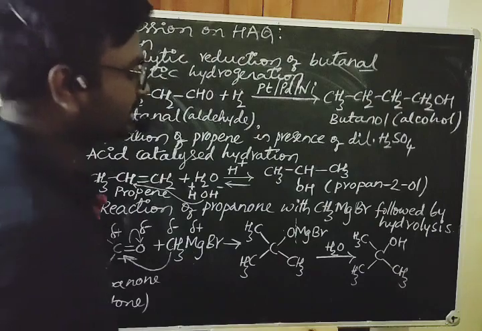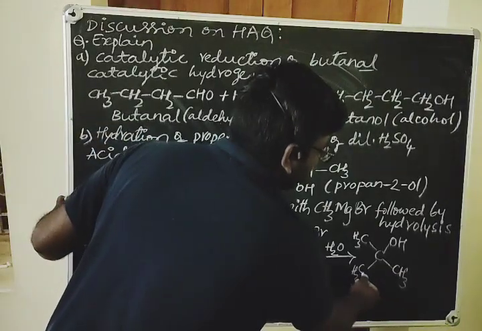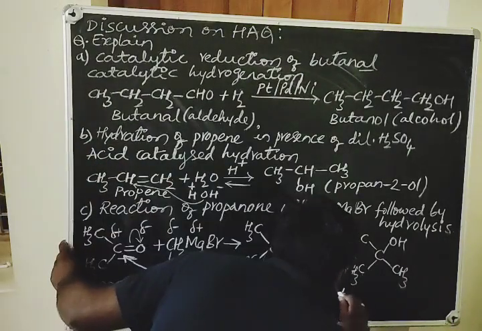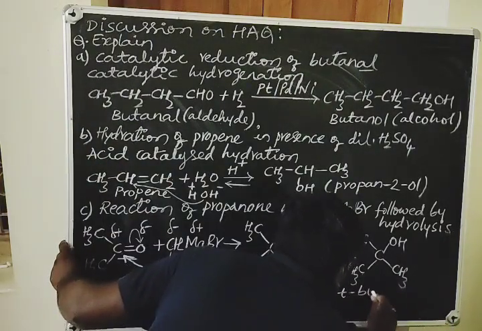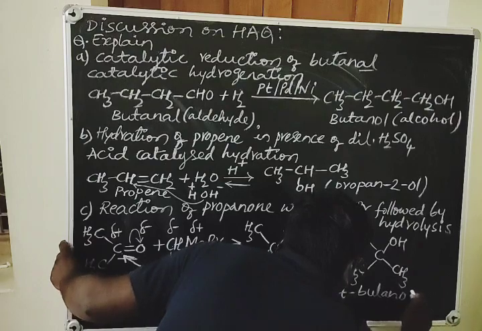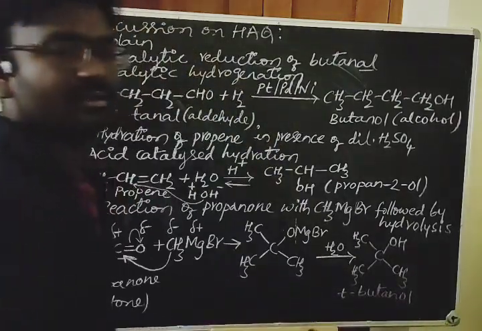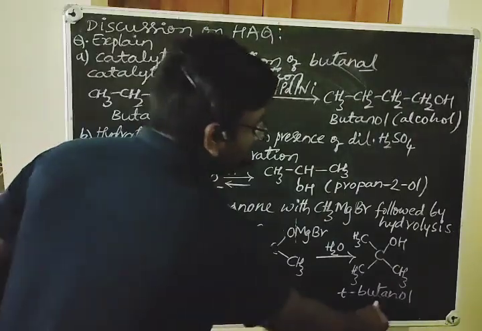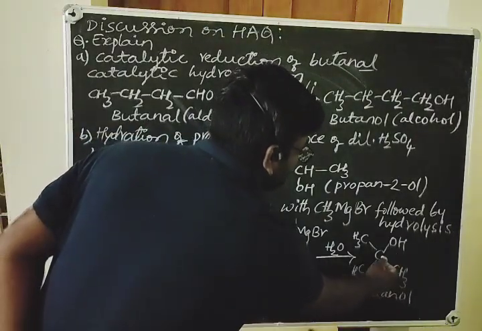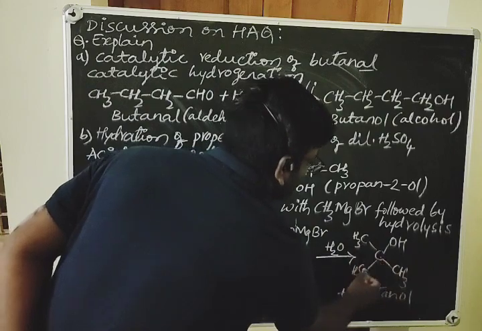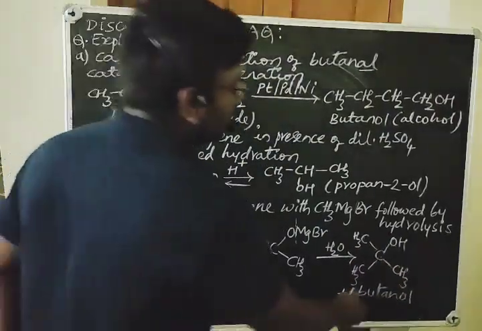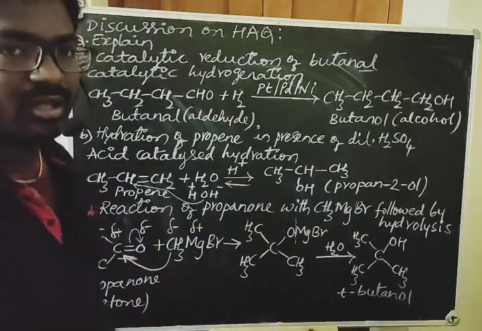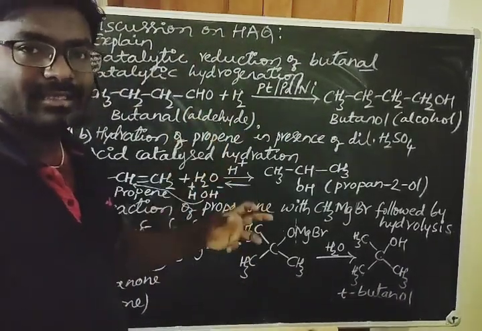In the common system, we can call this tertiary butanol. You can simply write t-butanol. Why is this called tertiary butanol? Because the functional group containing carbon is linked to 3 other carbons, and the total number of carbon atoms is 4. Therefore it is tertiary butanol. This is the major product.